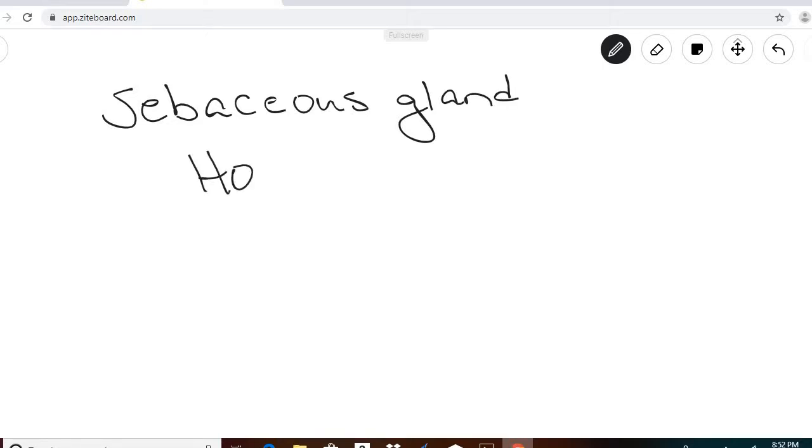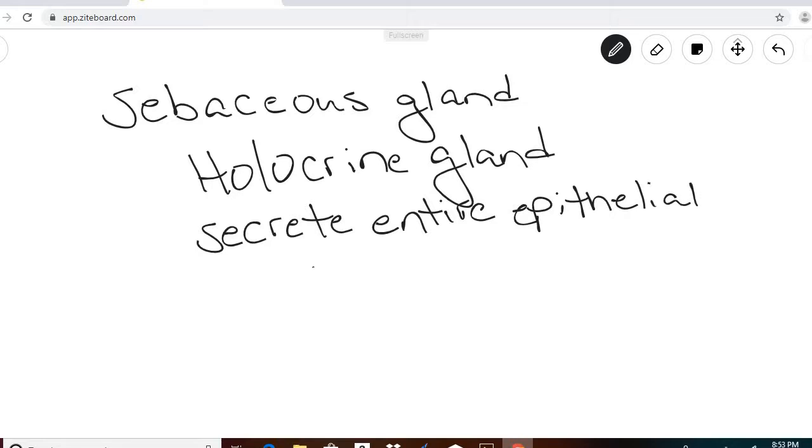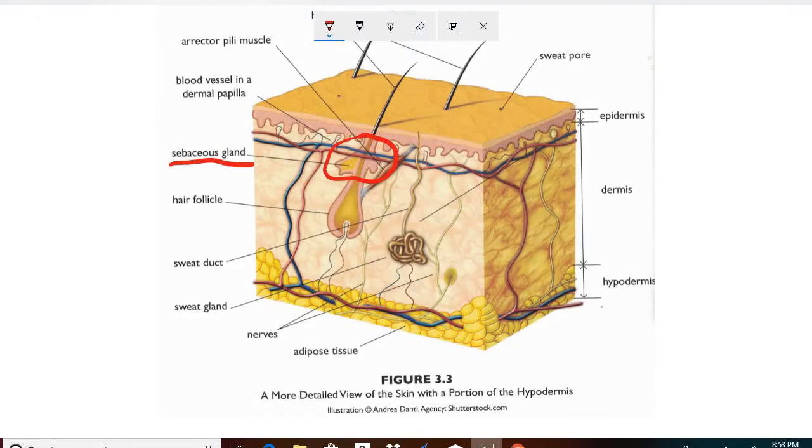So remember that that means that they secrete an entire cell into their secretion. So they secrete an entire cell. And it's an epithelial cell. And they also often will kind of open up into a hair follicle. So that's what you see here.